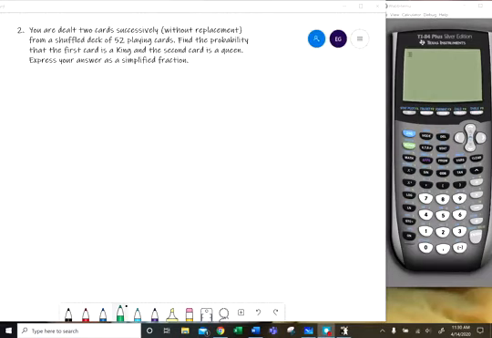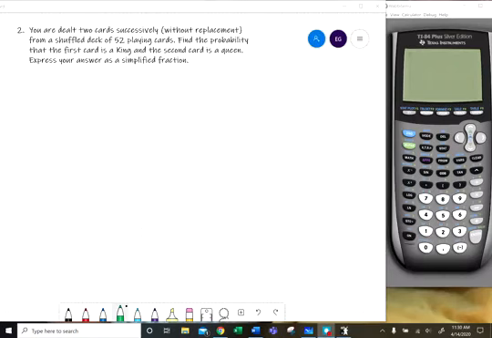Okay, you're dealt two cards successively, meaning one after another, without replacement from a shuffled deck of 52 cards. So we have a standard deck of cards. You pull one card at random. You look at it. You put it aside. You take the remaining cards. You reshuffle them, and you pull a second card.